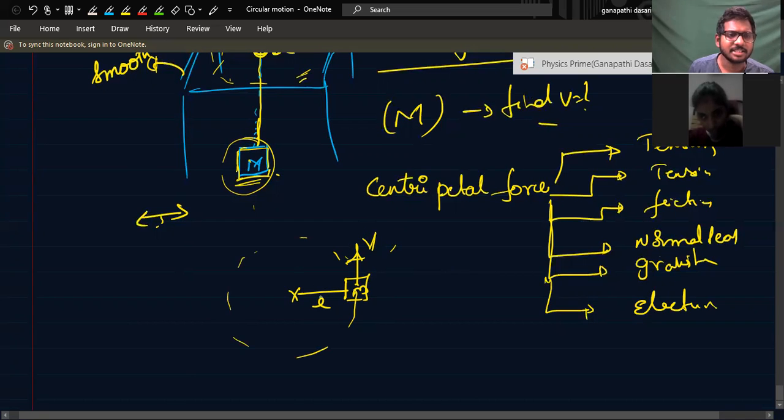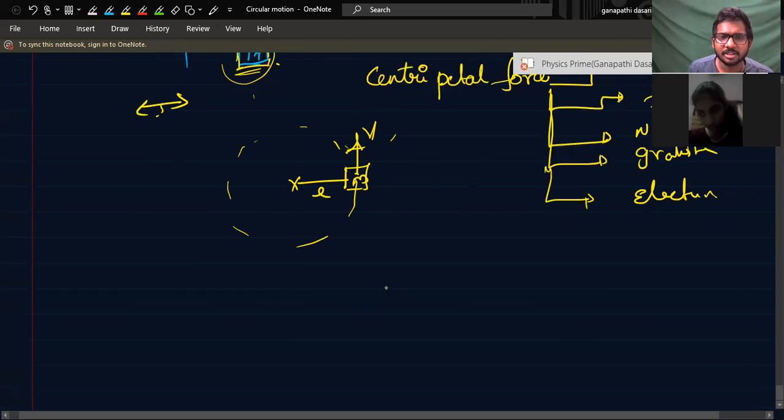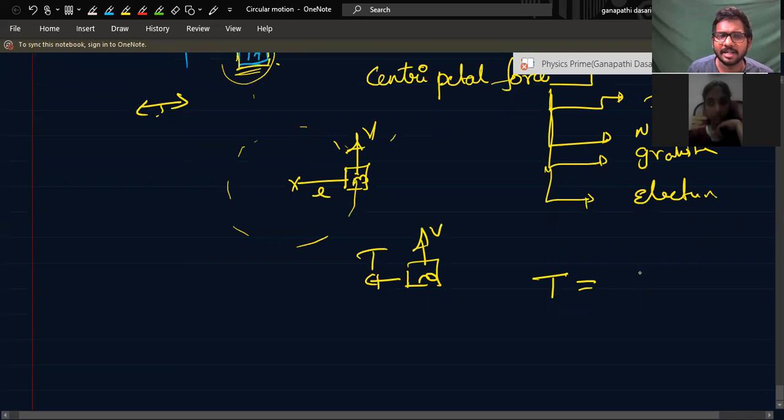Actually, it is the tension in the string. Block m is going here with a velocity v, so the tension is providing the centripetal force, which is equal to mv square by r. Here r is L, and v is given. So T is equal to mv square by L.